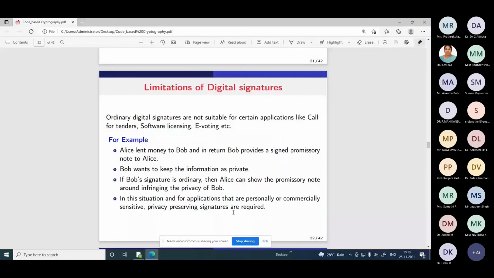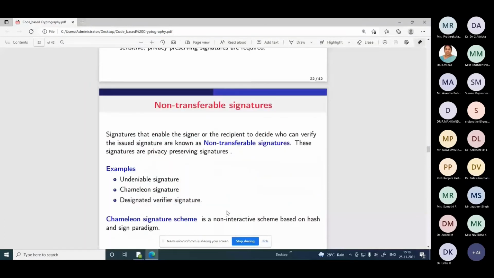So what does privacy preserving signature mean? The signature enables the signer to decide who can verify the issued signature. So when you sign a document, in that itself, you decide who can verify that signature. Such signatures are called non-transferable signatures. You cannot think that a signature can be encrypted and sent to the receiver, so that the receiver, on decrypting, can alone verify the signature. You cannot apply that here.